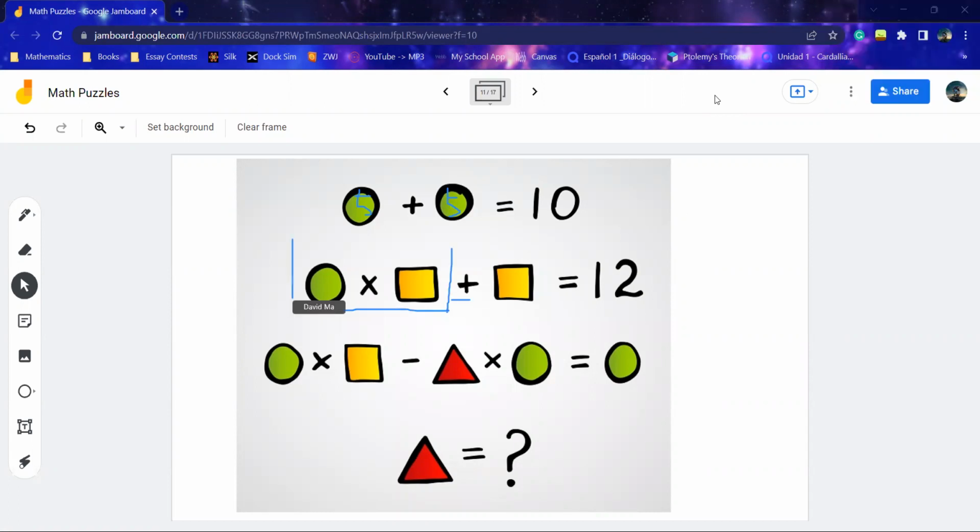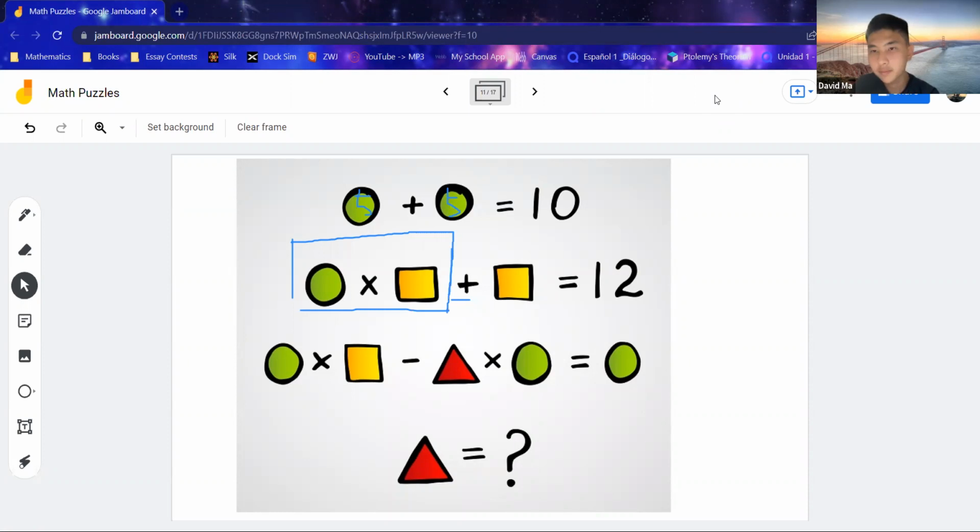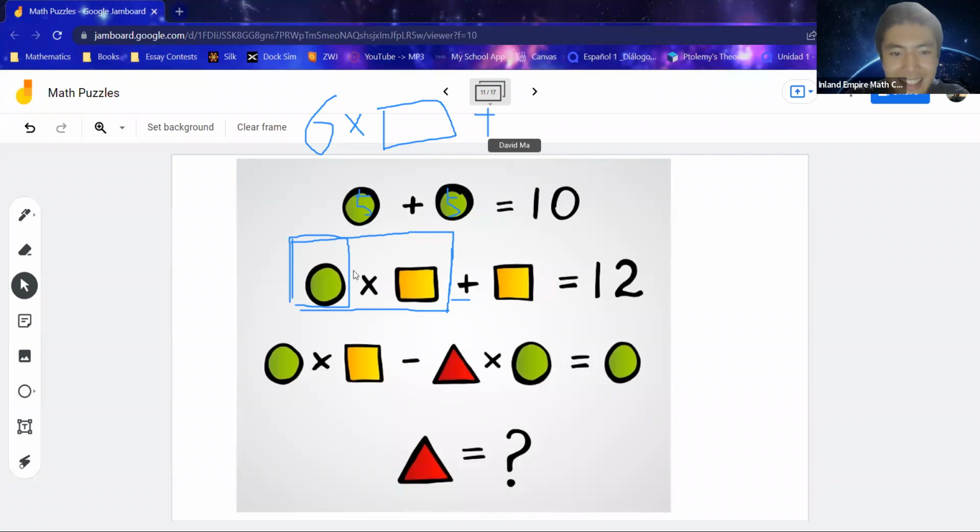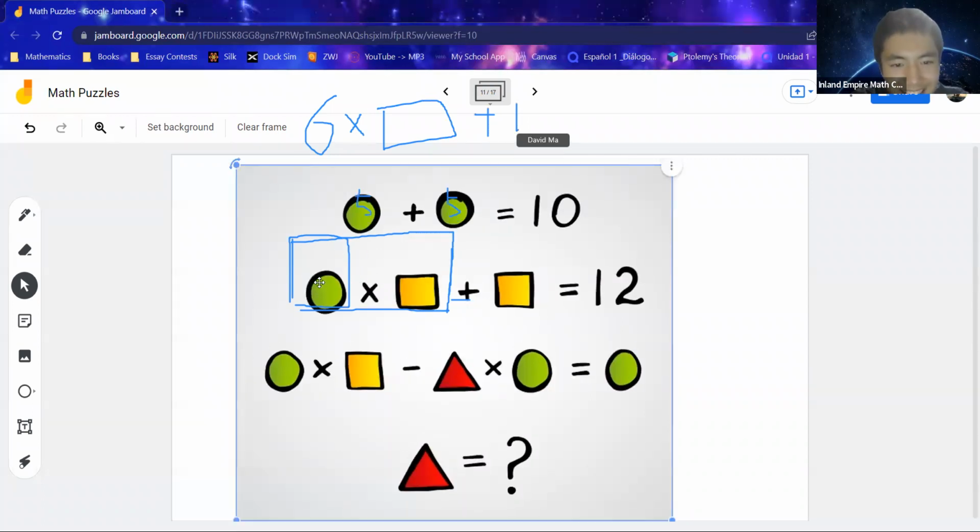Wait, but 5 times... 8. There's actually a trick we could do here. Do you want to keep on trying, or do you want to hear about the trick? I need help. Okay. So don't think about the circle as a circle. Think about it as a number. We know it's 5, David.